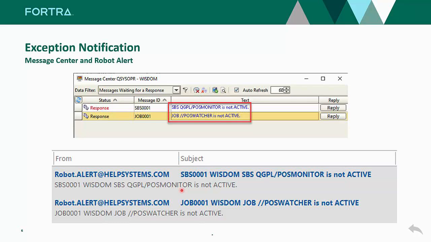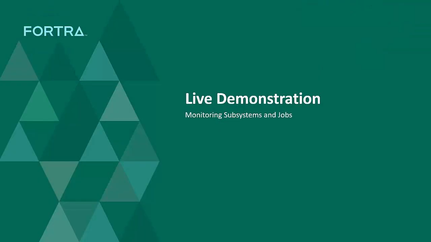Now, if I would have ended my subsystem first, because the job has a primary resource of the subsystem monitor, I would have only gotten the subsystem notification. All right, so let's take a look at that. Let's go to a live demonstration.